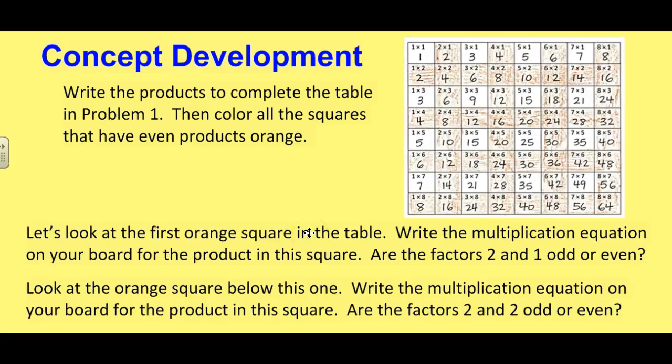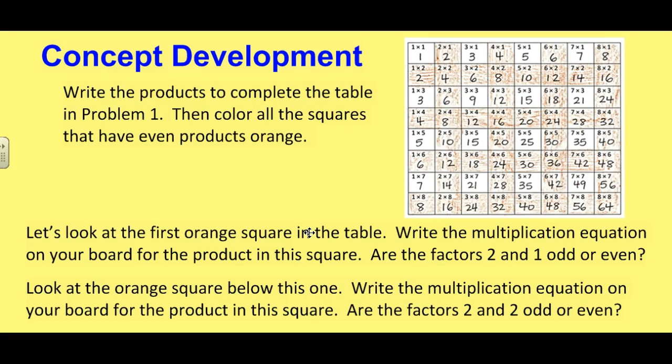Okay, if you look up here on the page, this is what your problem set should look like once you've completed all of the equations. And then you can see what you should have colored orange. All of the numbers that are not orange are odd numbers. So go ahead and push pause and double check that you have yours correct, and push play whenever you're ready to move on.